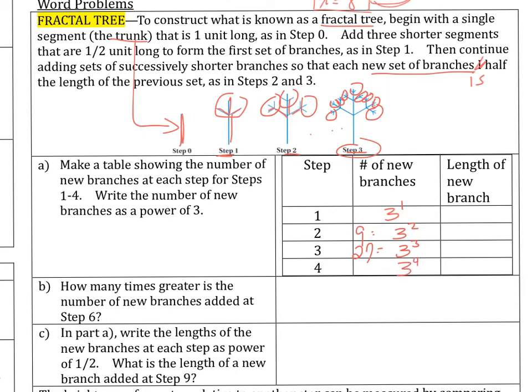Part B. How many times greater is the number of new branches added at step 6? So I'll go along with step 5 now. That will be 3 to the 5th power. And by step 6, you'll have 3 to the 6th power. And I can rewrite this as 3 to the 5th power times 3 to the 1st power. So the answer will be 3 to the 5th power times.